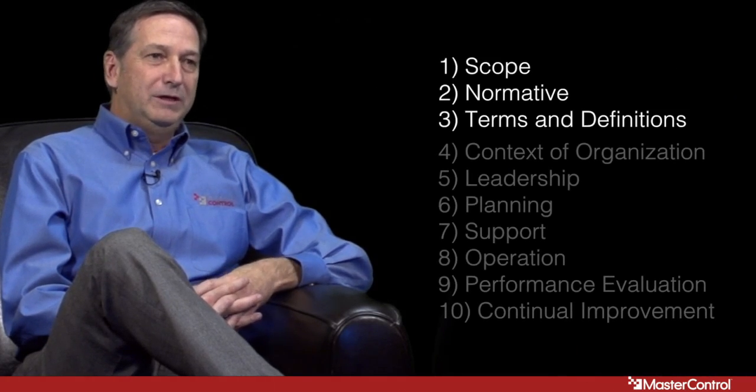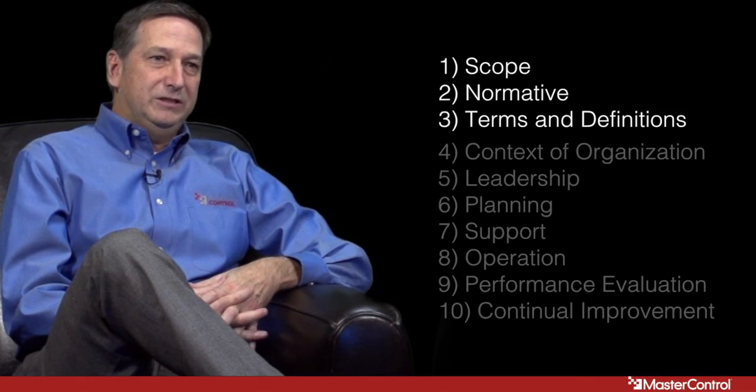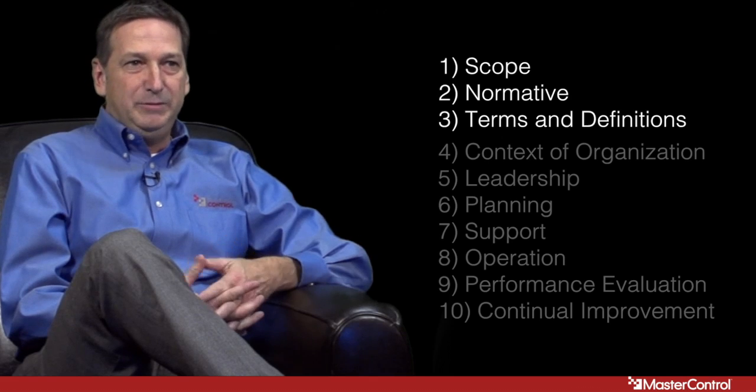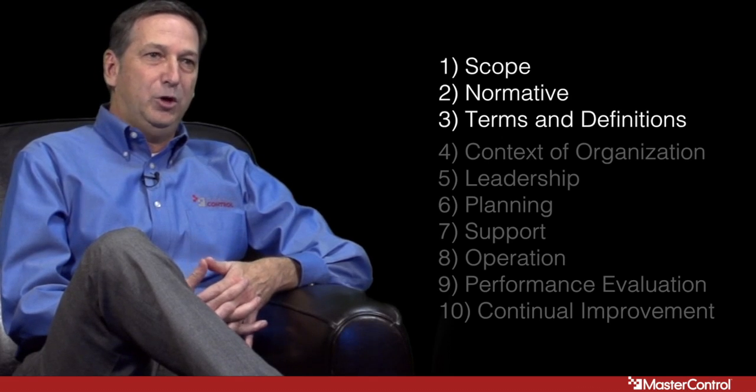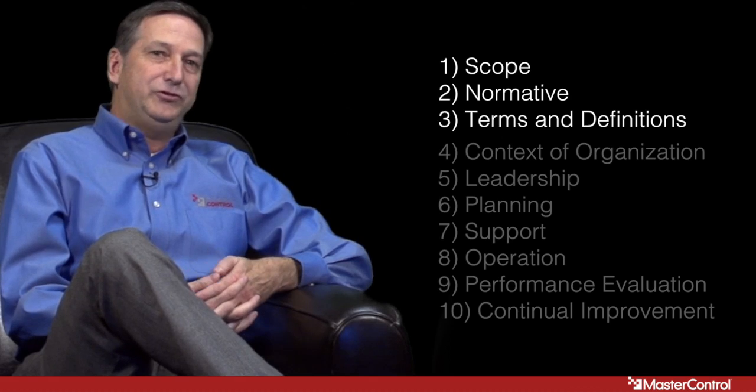Well, welcome back. We are now going to talk a little bit about the new structure for the ISO 9001 2015 revision. There are some considerable changes here. So there are 10 sections total that you have to think about now. Considerable changes to this. The first 3 sections are still the same as always. You've got your scope, your normative references, and your terms and definitions.